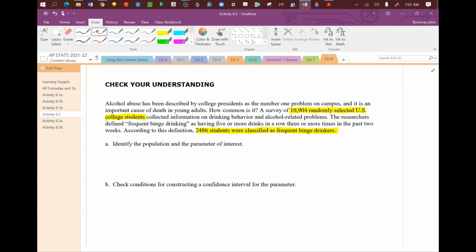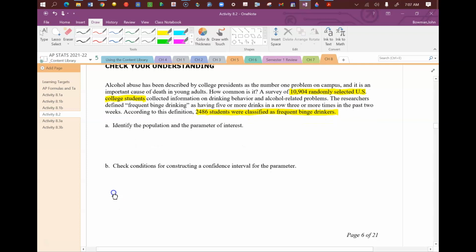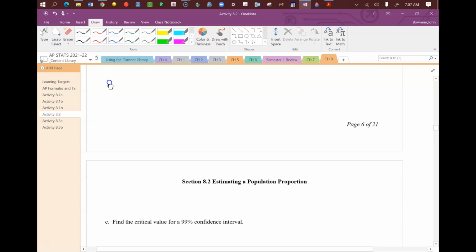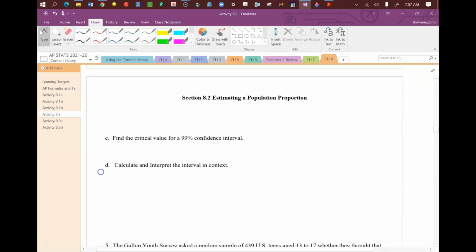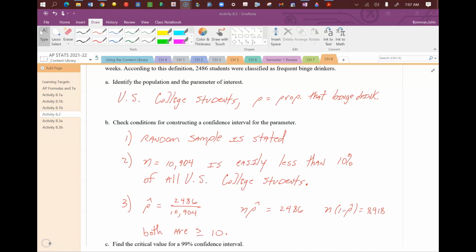So I would like you to take a minute and pause the video and work through this entire problem. Part A, Part B, Part C, Part D, and then unpause the video and compare your answers to mine. So the population of interest in this scenario is U.S. college students, and the parameter that we're interested in, p, is the proportion that binge drink.